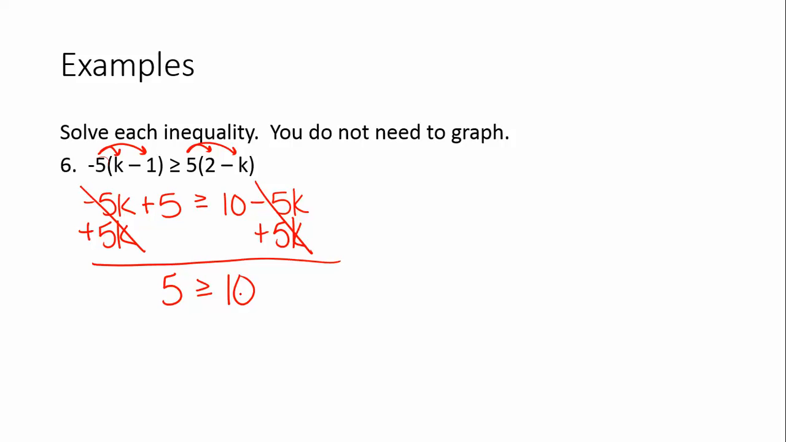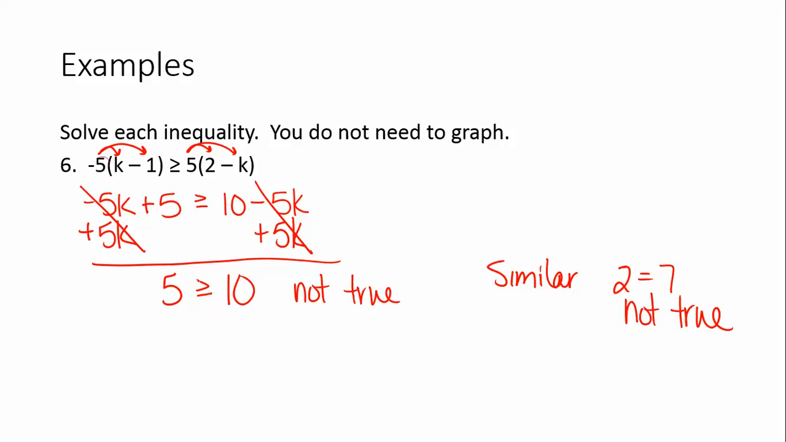But what you have to be careful with here is now we're not looking for two numbers that are equal. Now we're just looking for a true statement. So the question is 5 greater than or equal to 10? That is not true. This is similar to when we did it with equations, and you would be left with something like 2 equals 7. That's also not true. So since 5 is not greater than or equal to 10, we have no solution.